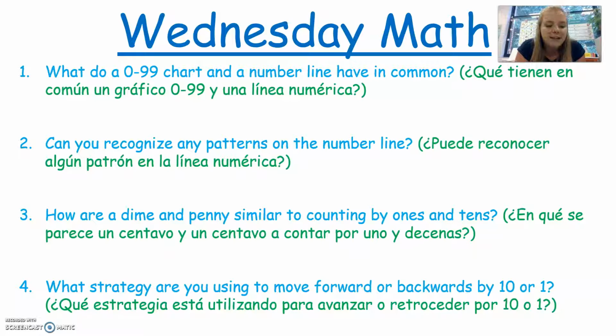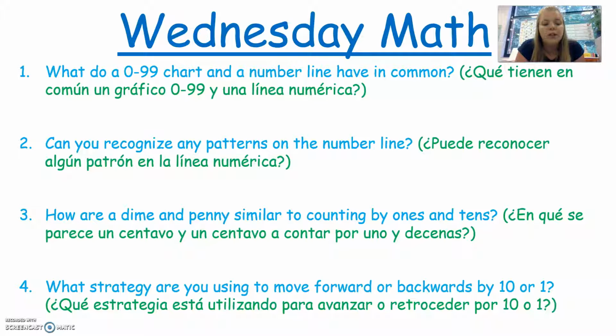Number 3 says, how are a dime and penny similar to counting by 1s and 10s? Well, a dime is worth how many? 10, so what's that like counting by? 10s. And a penny is worth how many? 1. So counting with pennies is like counting by 1s.